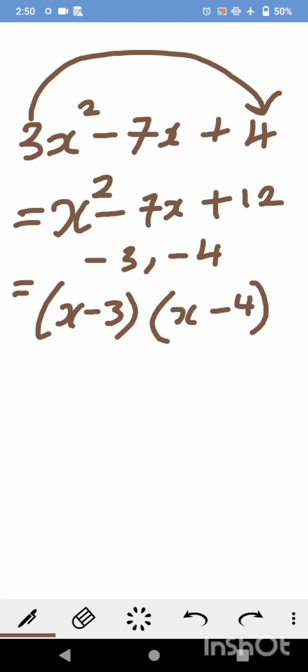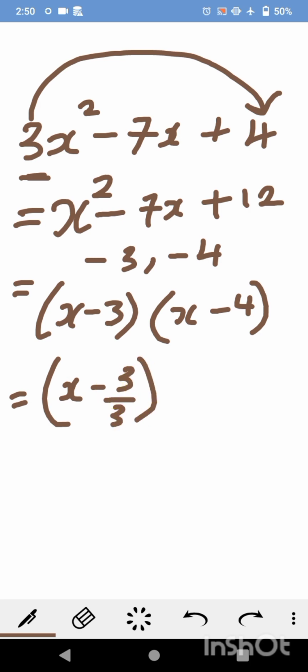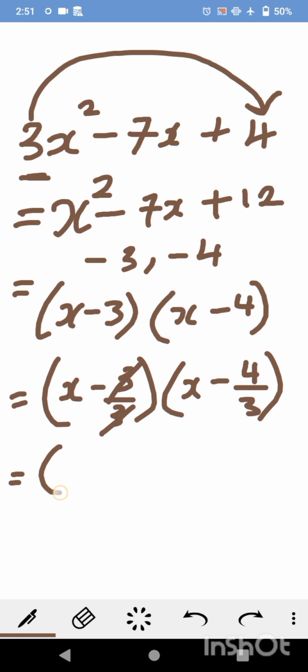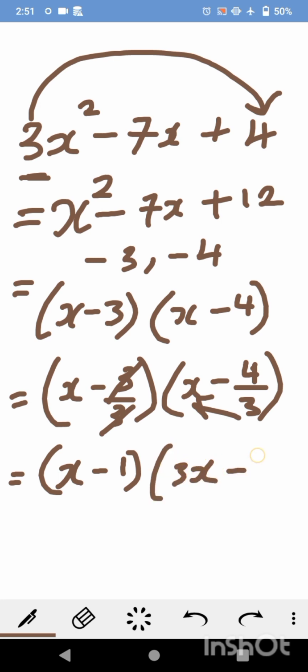Alright, so we use the 3, which is our a we used earlier, to divide the factors. 3 divided by 3, that was the 3 we used in multiplying our c earlier, divided by 3. Now this 3 goes into this 3, we are left with x minus 1. This 3 cannot divide 4, so the 3 will multiply the x, so we have 3x minus 4. Alright, so this is the factorized form of the quadratic.